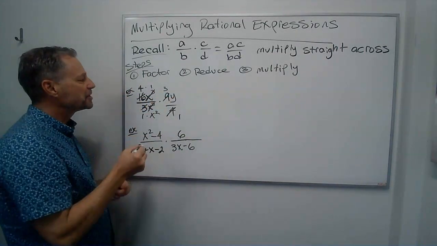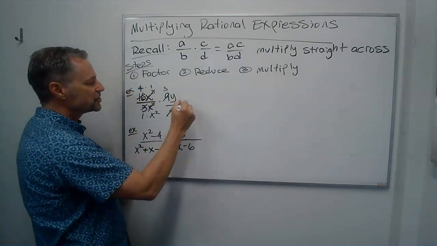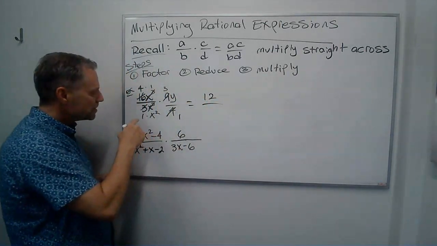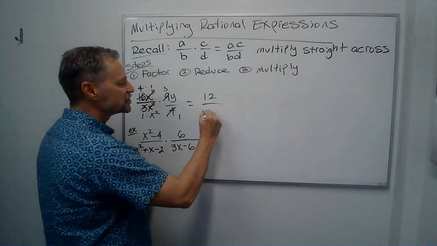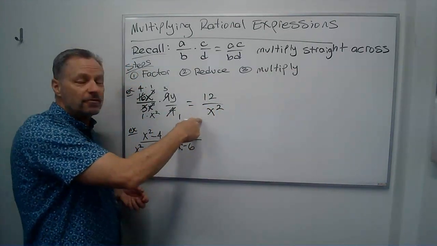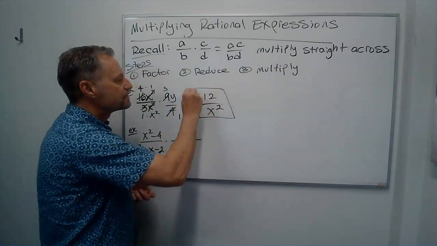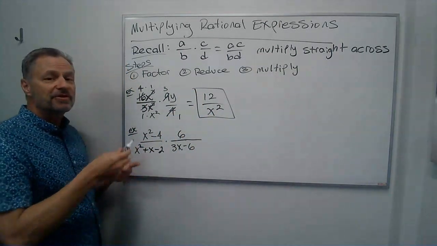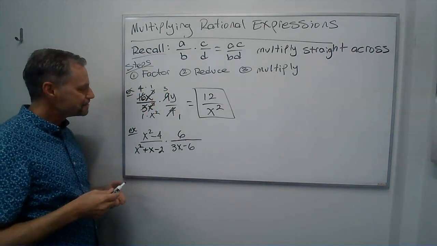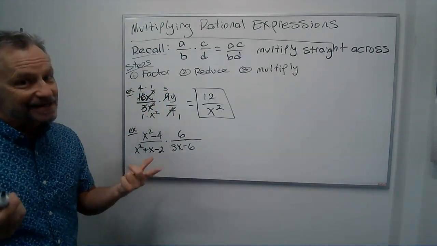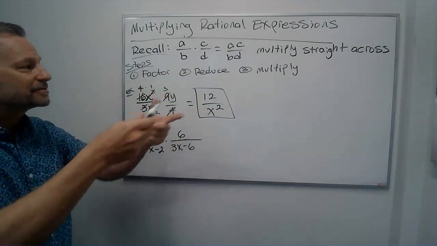So now I'm just going to multiply straight across. 4 times 1 times 3 is 12. 1 times x squared times 1 is just x squared. If I could further reduce this, I would. I can't. So that's my answer. That's fully simplified. I've multiplied and simplified. Not in that order. I factor, reduce, multiply.